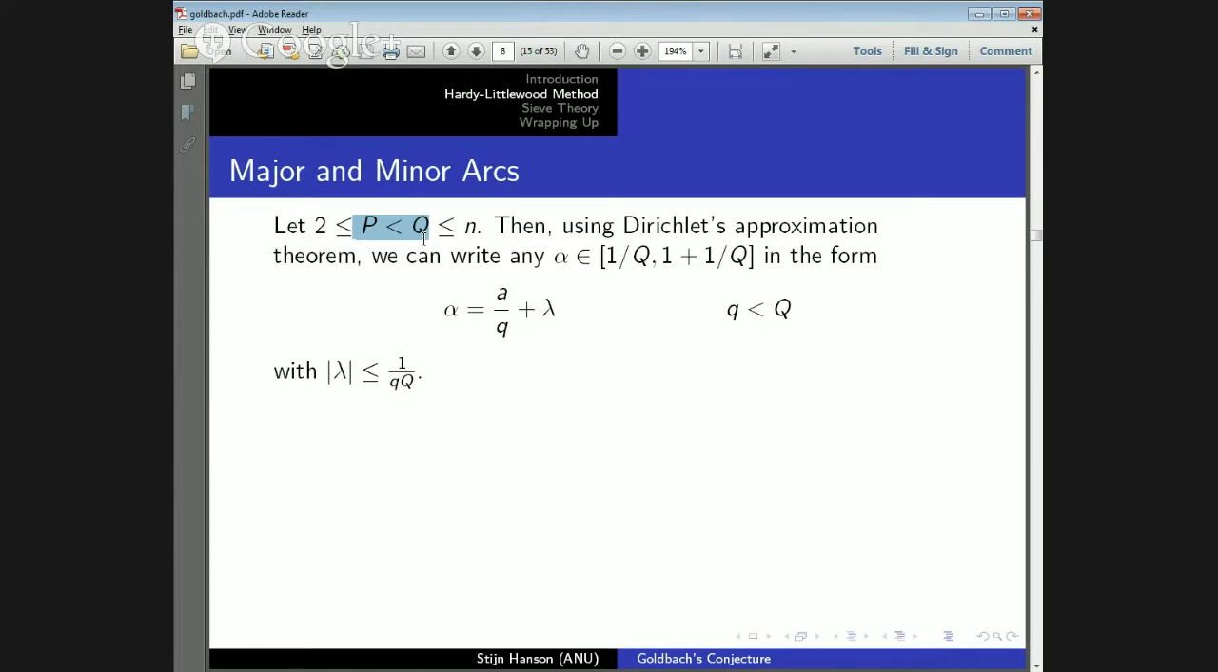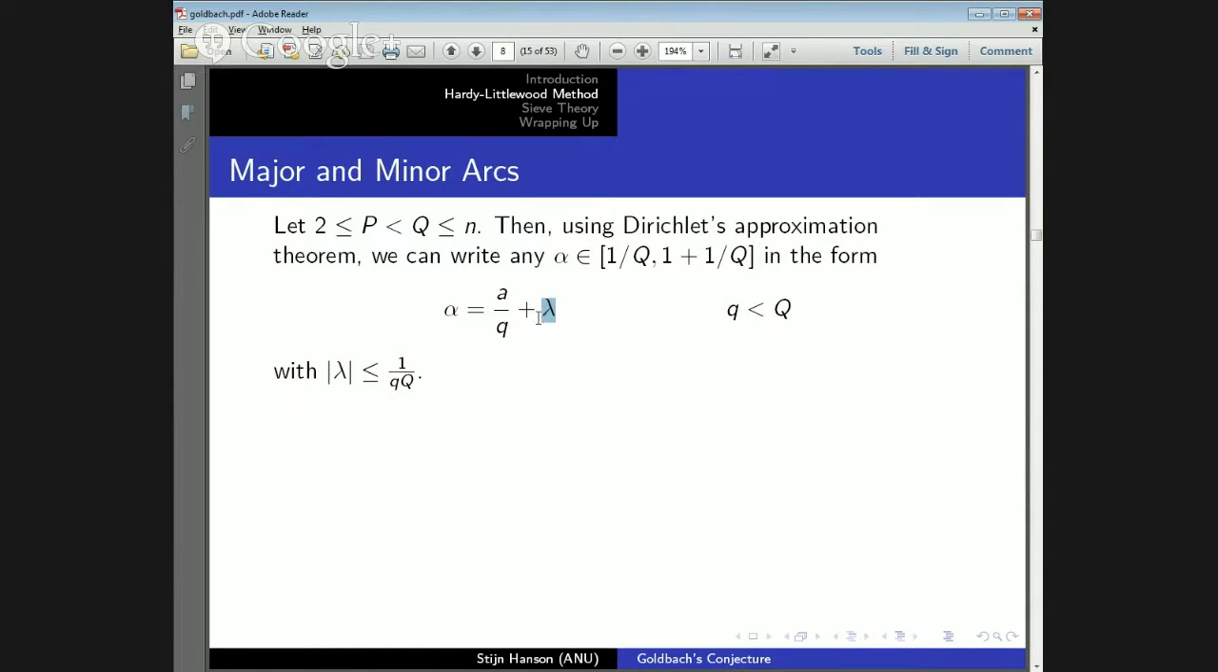than p. And we know, using Dirichlet's approximation theorem, which is a fundamental result in Diophantine approximation, that we can write any real alpha. It doesn't have to actually be in this interval, but we're going to choose it to be for the sake of exposition. We can write it as some rational number, a over q, plus a small remainder.